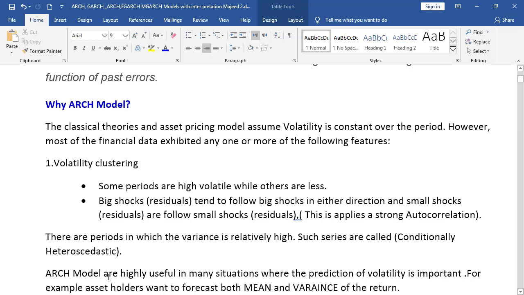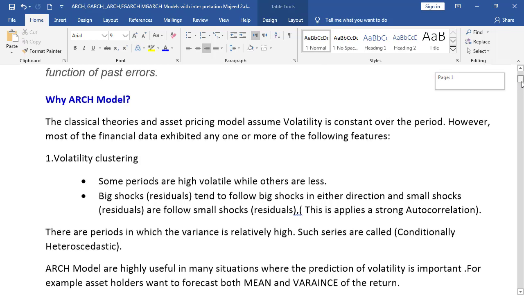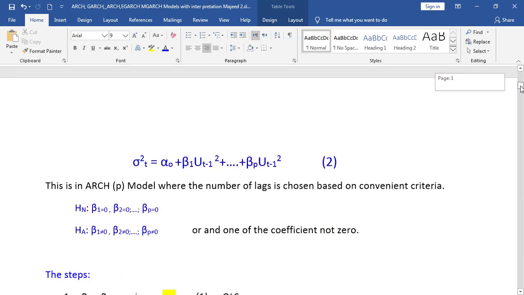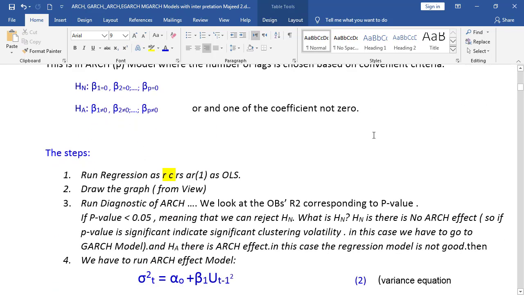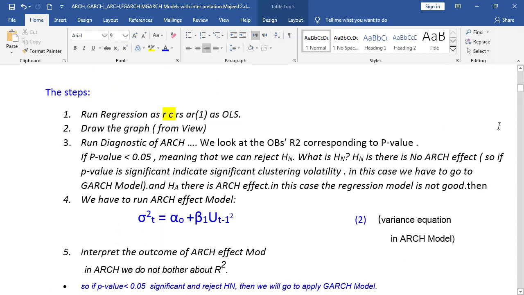ARCH models are highly useful in many situations where the prediction of volatility is important. For example, an asset holder wants to forecast the mean and variance of return. Now we move to the steps. We have many steps to forecast these models.